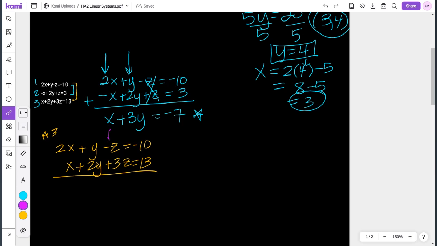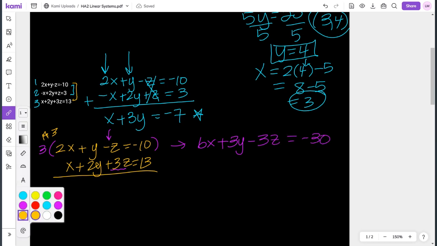So I need this to be negative 3z to add to this one to be 0. So I'm going to multiply the top equation. We have to multiply everything up there by 3. So 6x plus 3y minus 3z equals negative 30. Leave the second equation alone.